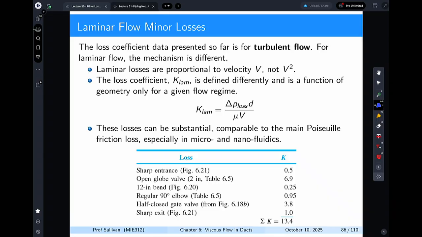The loss coefficient data presented so far is for turbulent flow. Laminar losses are proportional to V, not V squared, so it's not f L over D, V squared over 2g. Instead, it's going to be delta P over mu V. And these losses can be substantial and comparable to the main Poiseuille friction loss, especially in micro and nanofluidic flows.